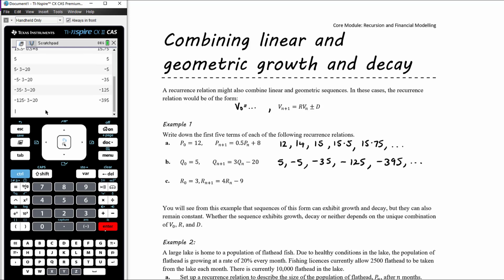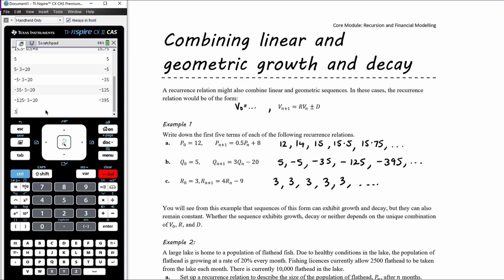Alright, third sequence, R0 is 3. Rn plus 1 is found by taking Rn, the previous term, multiplying by 4, and then subtracting 9. So our first term is 3. Our next term is 3 times 4, which is 12, and we take away 9. That's also 3. And we can see that in this sequence we're actually going to get the same term every time. That's going to become a bit important later on when we talk about particular types of loans and investments.